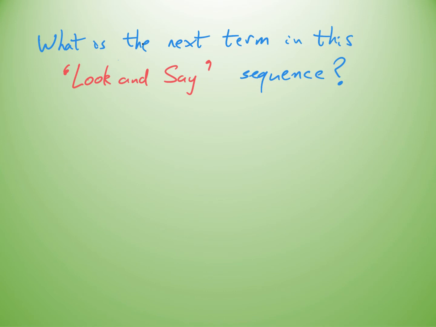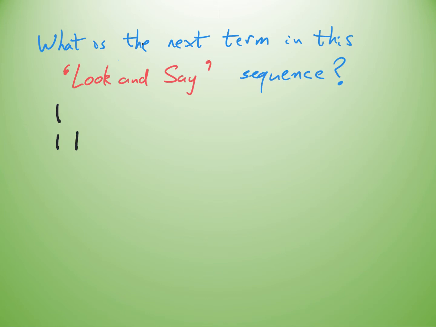Okay, so the sequence started with the number 1. That is often known as the seed for the sequence. Now what we need to do next to construct the next term is to look and say what we've just written. So what I've just written down is 1, 1.